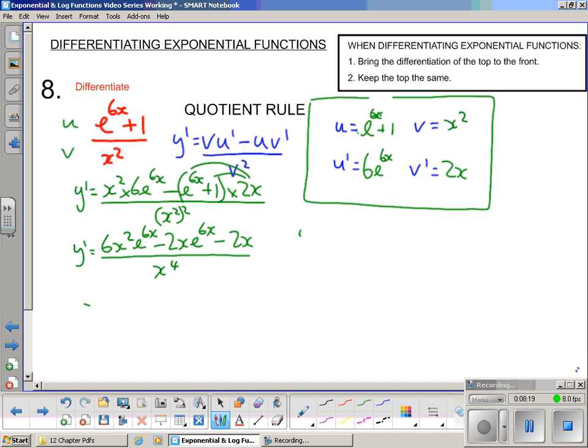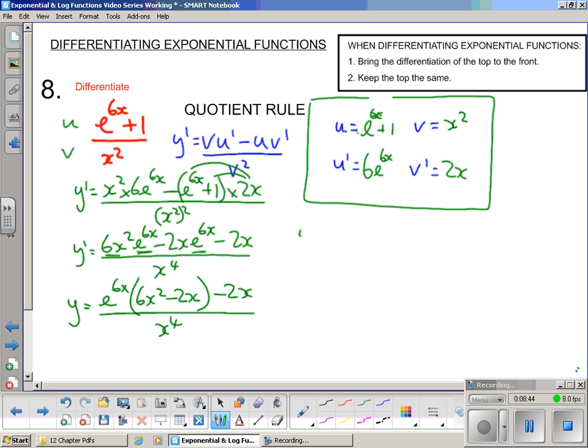And then some textbooks would then factorize, because we've got a common e to the 6x in that section. It's not achieving a lot, but still, if we take e to the 6x outside as common, we have 6x squared minus 2x in the brackets, minus 2x at the end, all over x to the 4.